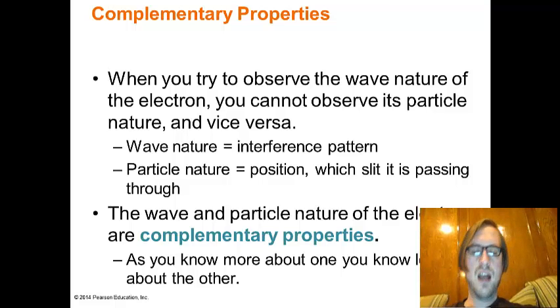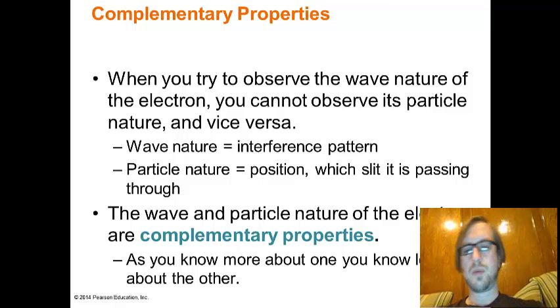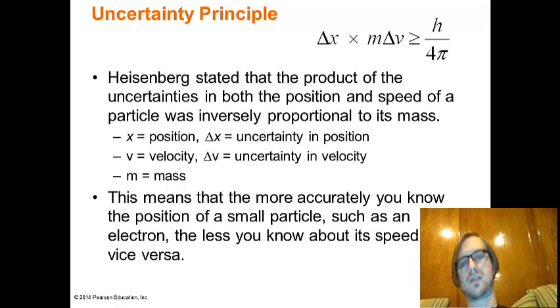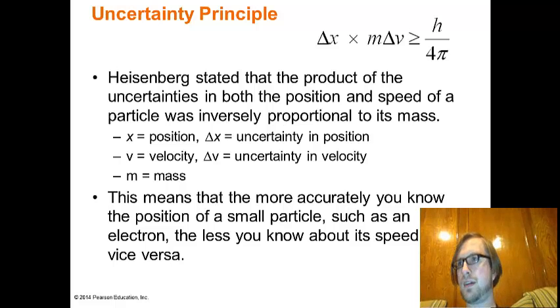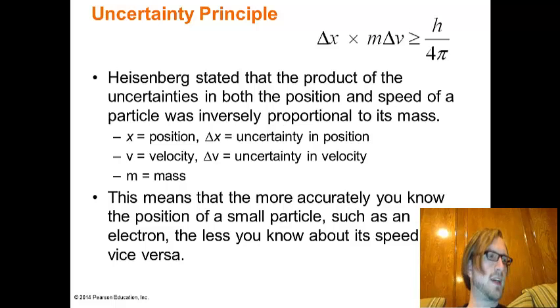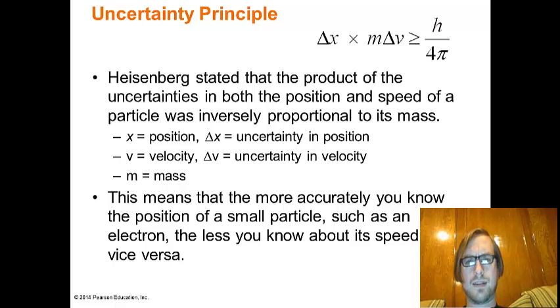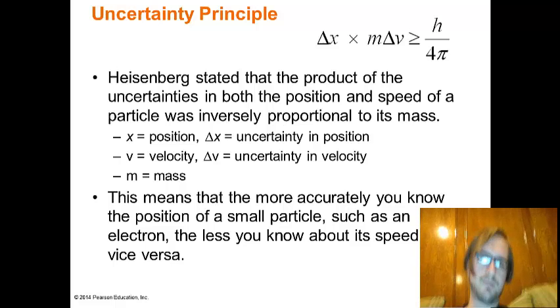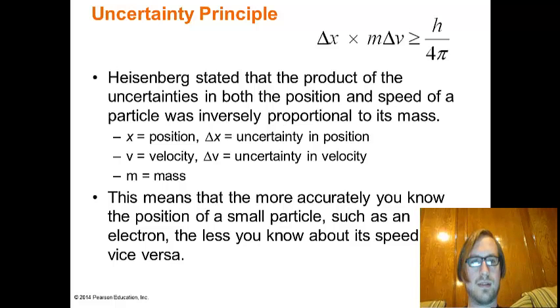Remember we said that the wavelength is inversely proportional to the momentum. And this is what's called Heisenberg's uncertainty principle. Yes, the same Heisenberg as Breaking Bad Heisenberg. So the product of the uncertainties in both the position and the speed or momentum is inversely proportional to its mass. This means that the more accurately you know the position of a small particle, such as an electron, the less you know about its speed, and vice versa.